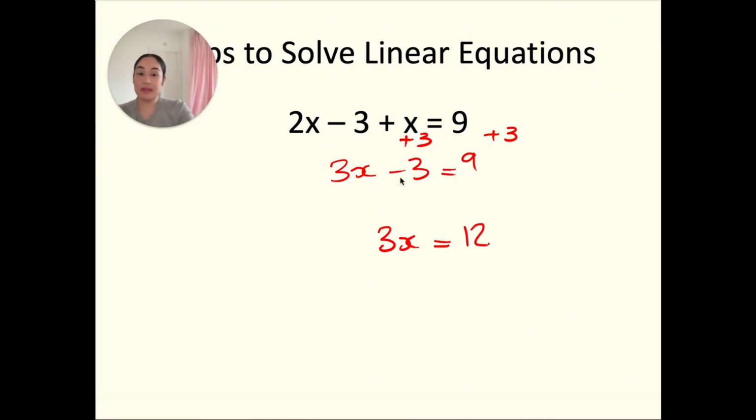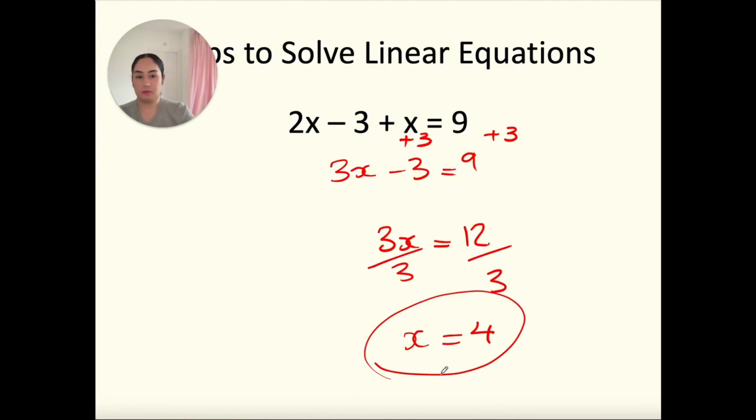So the next step would be we need to isolate the variable by performing the inverse operation. So the variable is multiplied by 3. We're going to perform the inverse operation, which is we're going to divide both sides by 3. 3x divided by 3 simplifies to 1x, or in other words, just x. 12 divided by 3 is equal to 4, so x is equal to 4.